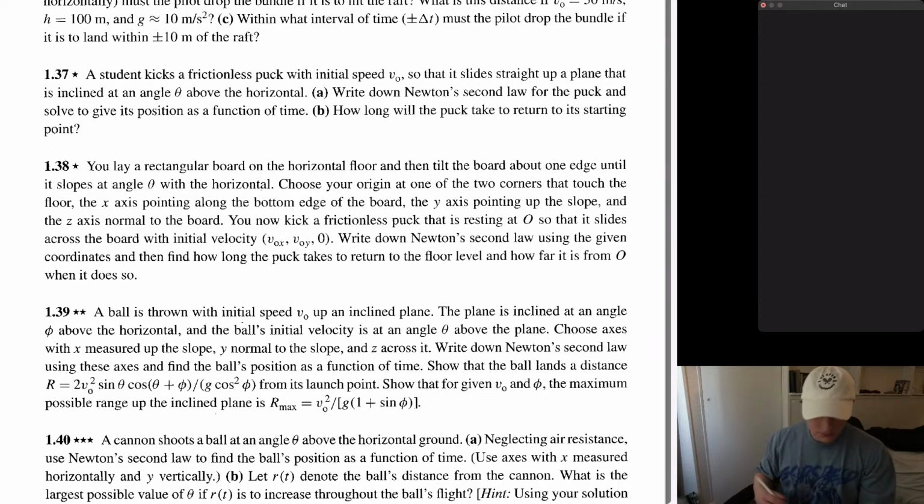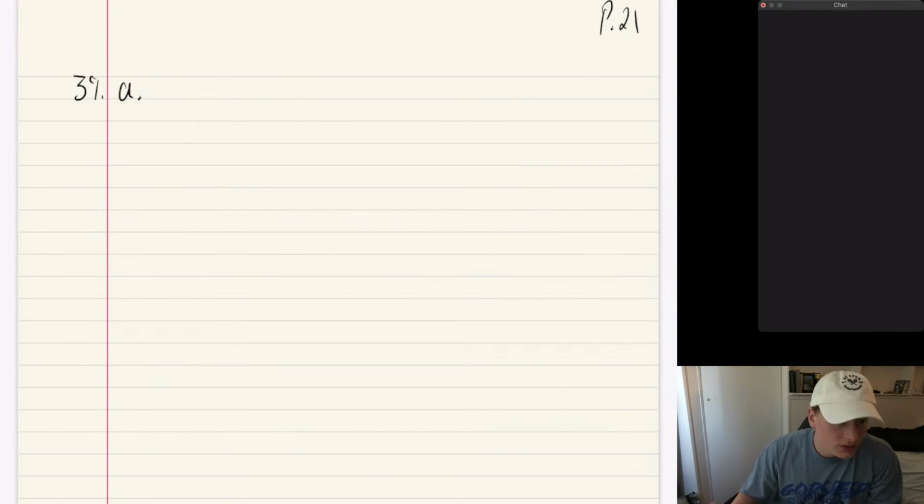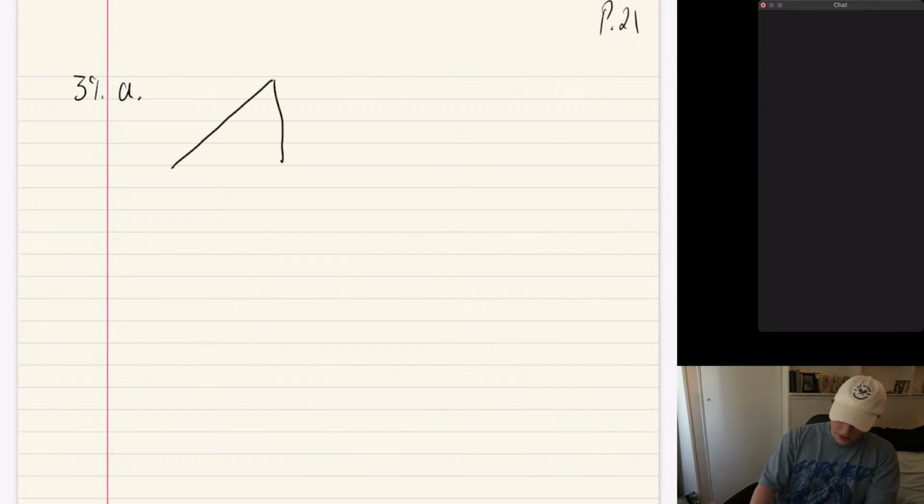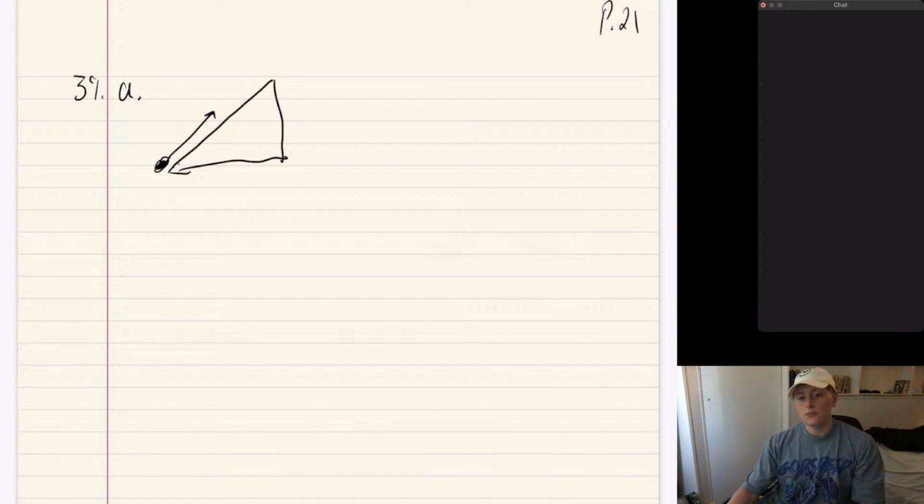Okay. So let's answer this question. We have a student kicks a frictionless puck with initial speed v0 so that it slides straight up a plane. Oh, I should probably show my screen. Let's get rid of that. Now we're back on this. Okay. So we kick a puck up an inclined plane like this. So we have a puck. It's my best attempt of a puck. Go straight up a plane at incline angle theta above the horizontal. Okay.